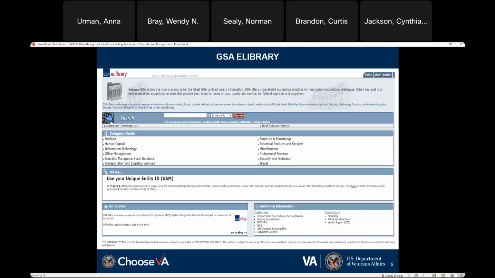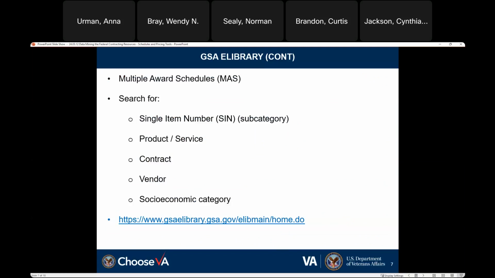So with GSA eLibrary, you could do several searches. We'll demonstrate how to do those searches, but mostly the kind of things you're looking for are the schedules or the SIN numbers, the categories. For example, for cleaning products or motor vehicles or training services. You could also look for a specific service or a product, for example, a window cleaner or a Toyota RAV4 or information technology specialist with a certain level of experience.